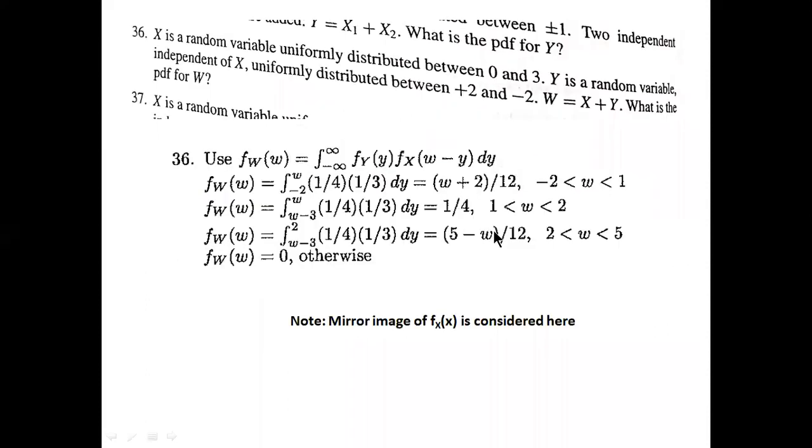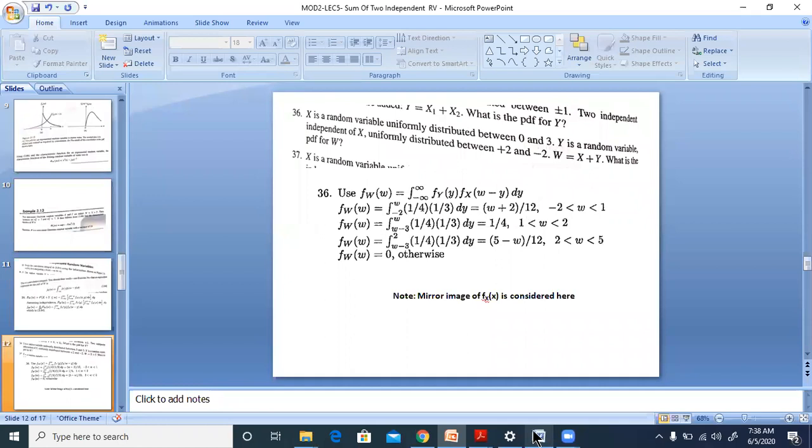Now let us go to the next problem, wherein x is a random variable which is uniformly distributed between 0 and 3, and y is a random variable which is independent of x, and which is again uniformly distributed between minus 2 and plus 2, and w is equal to x plus y. So here the range of values of x is 0 to 3, so the range is 3. Here, minus 2 to plus 2, for y the range is 4, and we can try to solve it from first principles.